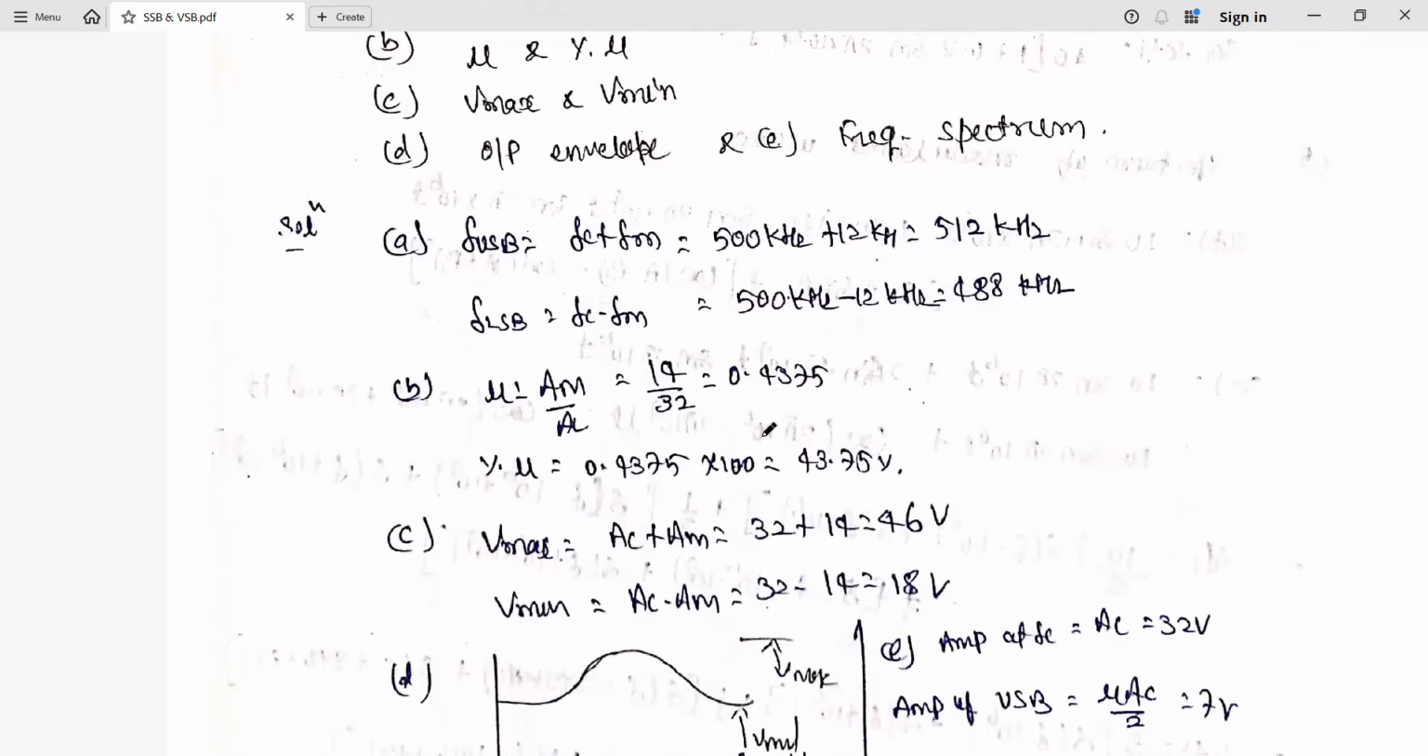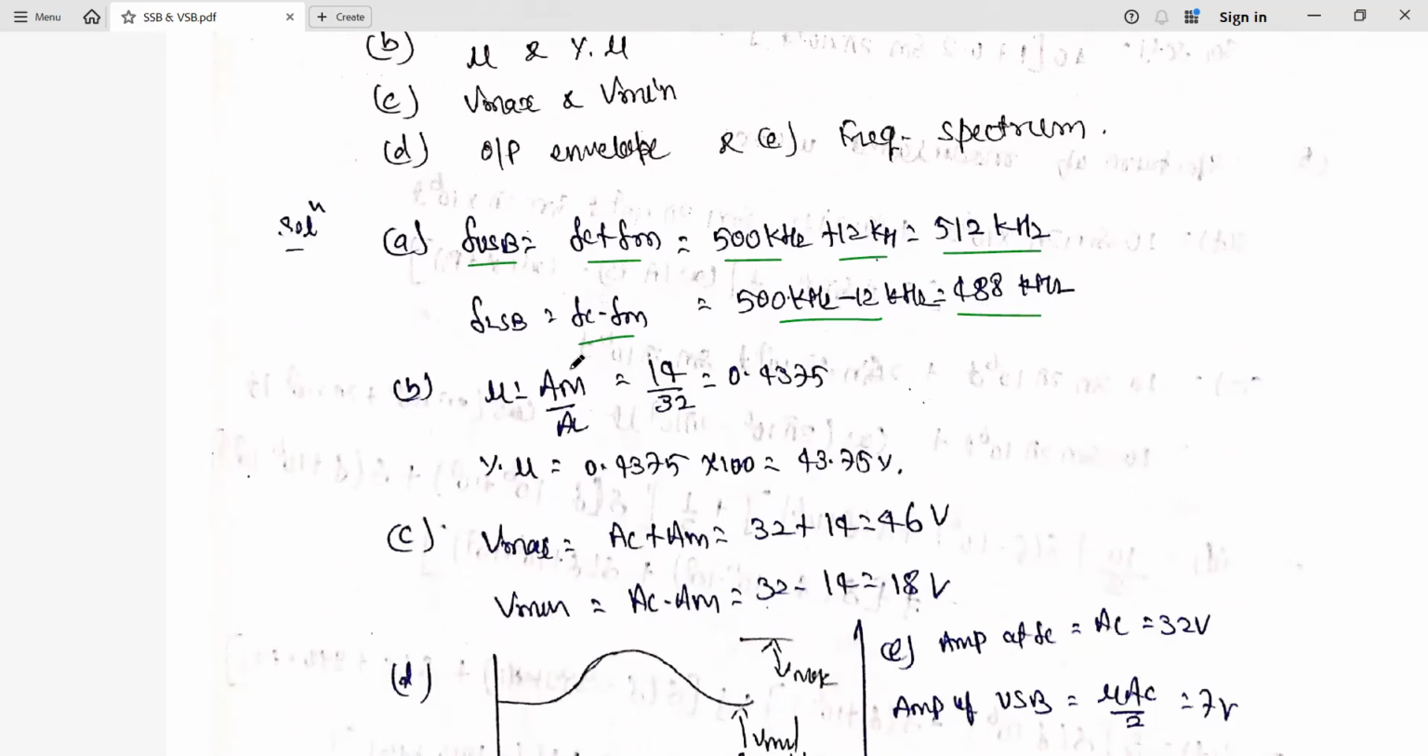We have already seen how to obtain the frequency spectrum. Now, the upper sideband frequency is fc plus fm. We have 500 kilohertz as fc and fm is 12 kilohertz, so 512 kilohertz. Lower sideband is fc minus fm, the subtraction of this, that is 488 kilohertz.